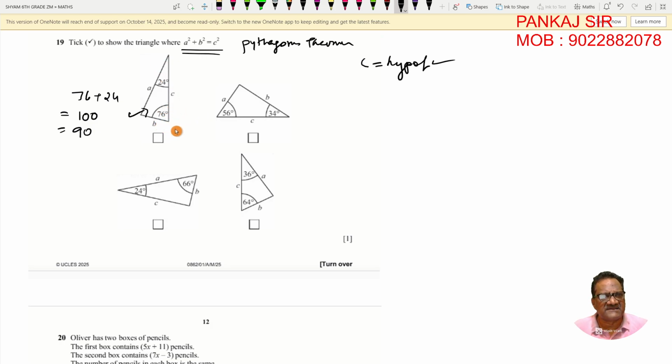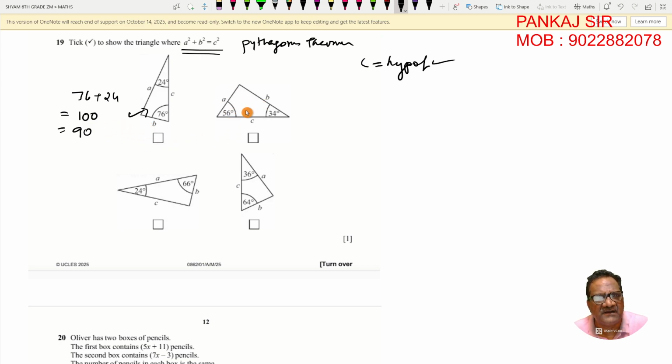And this is c square equal to a square plus b square. Okay, so this is one possibility, right? c square equal to a square plus b square. Let me check again. 76 plus 24. 6 plus 4 is 10, 0, 1 carried, 7, 8, 9 and 10. Okay, so these two when you add up you get 100. So obviously this will be 90. Okay, so this is possible, right?